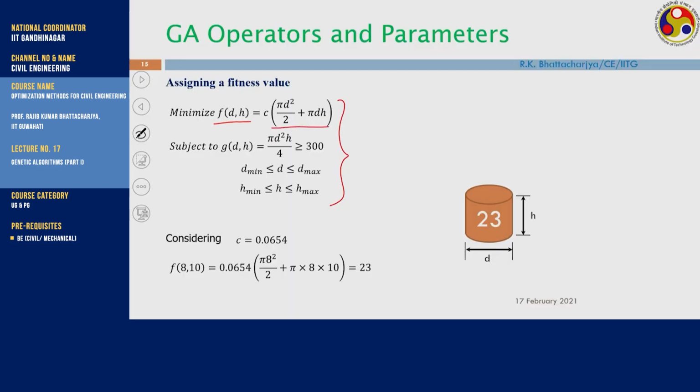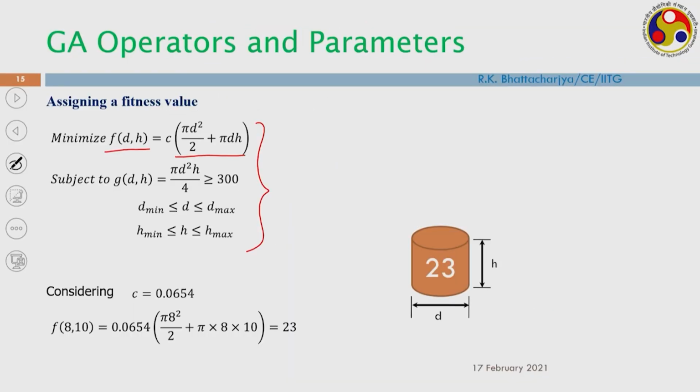So, material cost, that means the surface area of this is pi d square by 2 plus pi d h. This is the surface area of this particular can, multiplied by C. C will convert it to cost. So, I would like to minimize the cost, I would like to design this can, finding the optimal dimension of this can, and basically we would like to minimize this one.